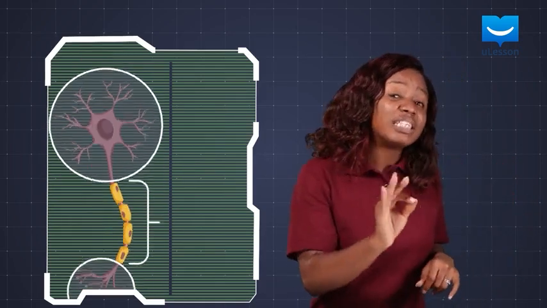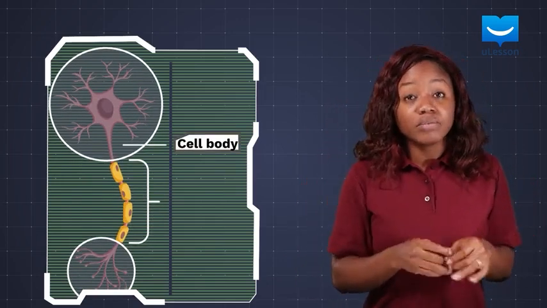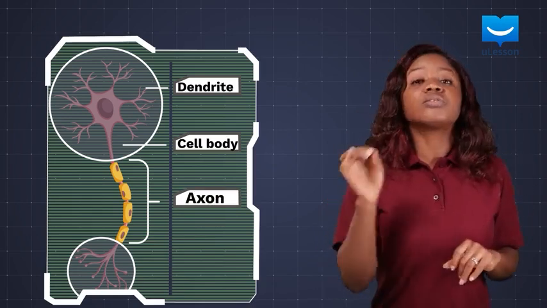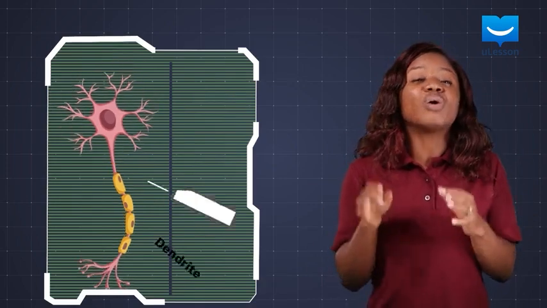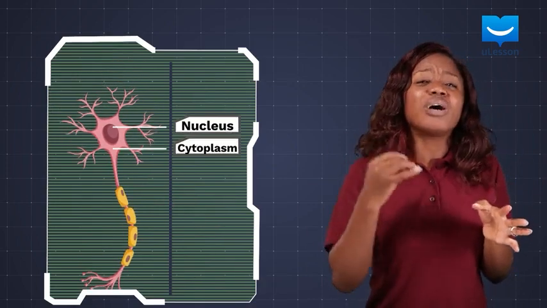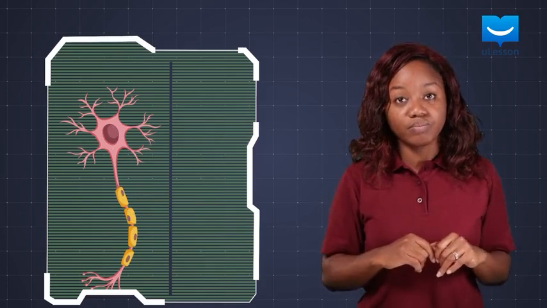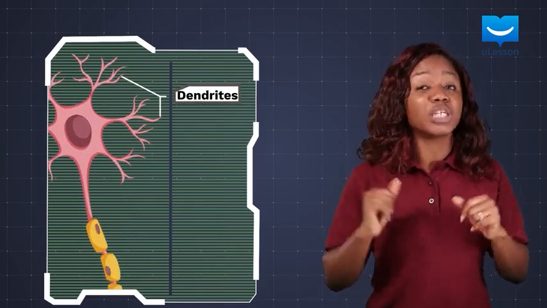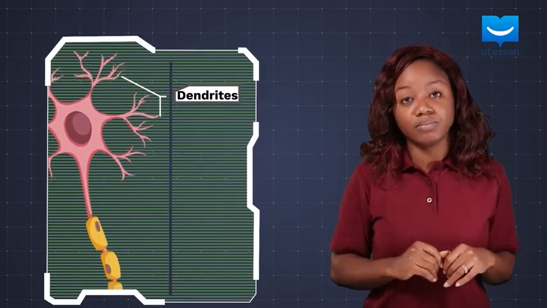A neuron is divided into three parts: the soma or cell body, dendrites, and the axon. The soma or cell body has a granular cytoplasm that contains a nucleus and other organelles that function to transmit impulses to the axon. Dendrites are short filaments or finger-like projections that function to transmit impulses to the cell body.